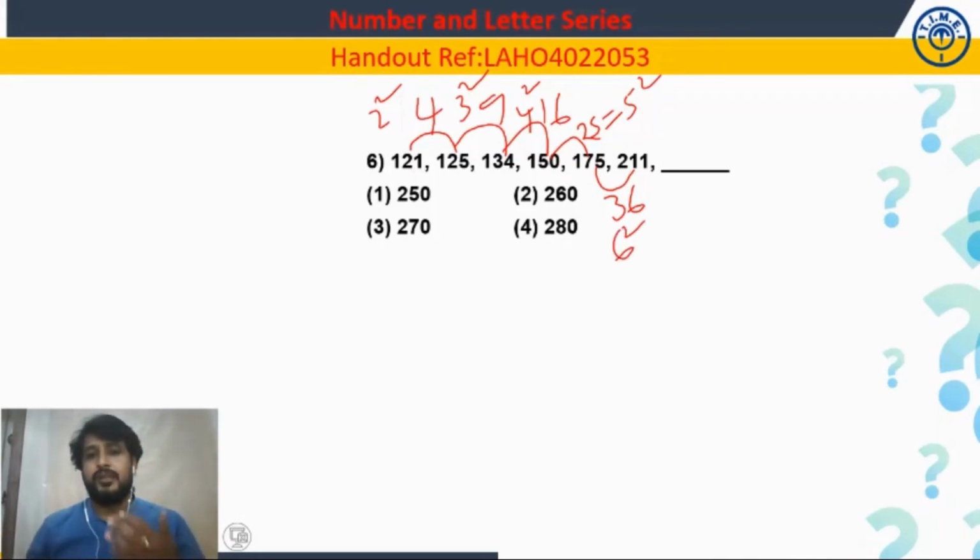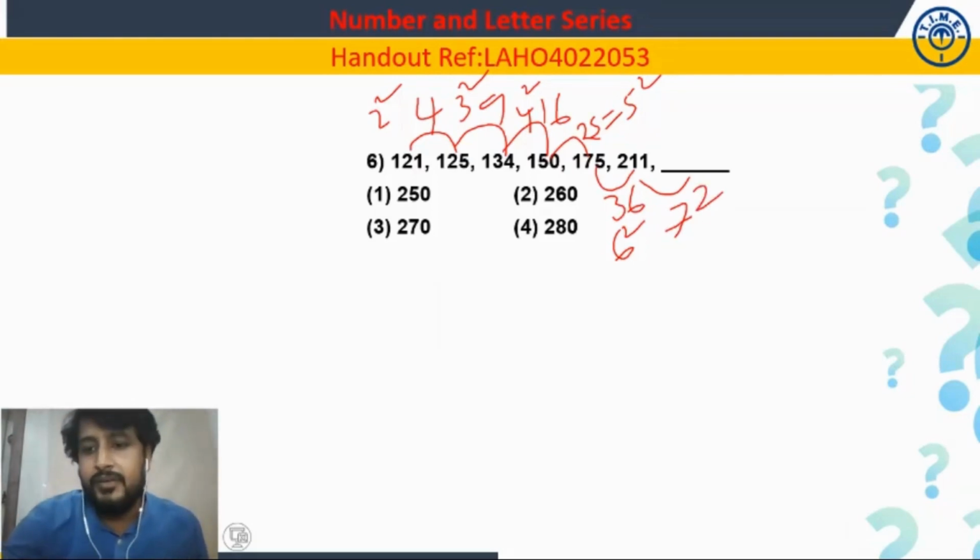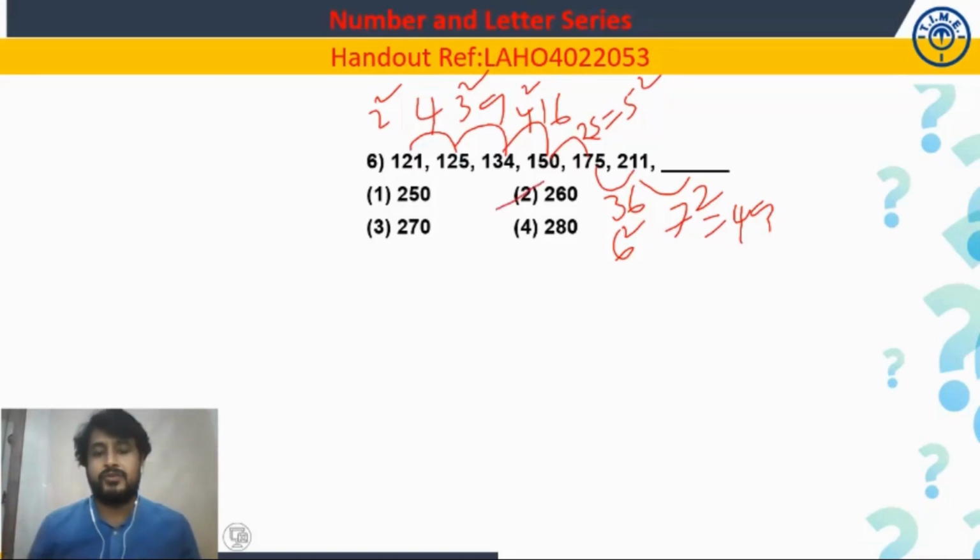6 square. So 2 square, 3 square, 4 square, 5 square, 6 square. So what I can say confidently here: the difference is squares of natural numbers. After 6, 7, and the logic applied is 7 square. So 7 square is 49. So 211 plus 49 is how much? 260. Choice 2. And the logic is the difference is squares of consecutive natural numbers.